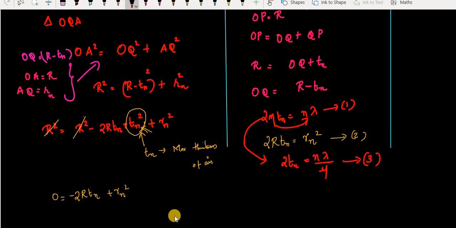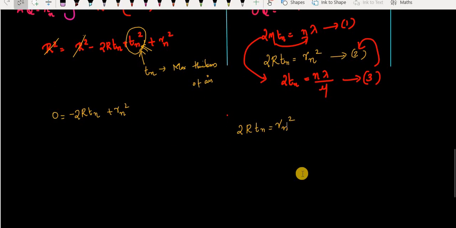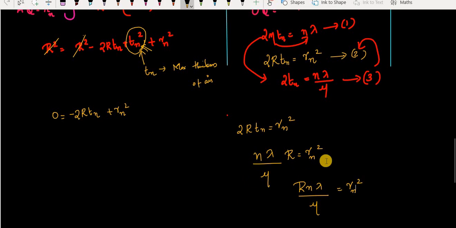Now what I am going to do is substitute equation number 3 into equation number 2. My equation was 2RTn is equal to Rn square. So I am going to substitute 2Tn is equal to n lambda by mu. So I will get n lambda by mu into R is equal to Rn square, or I can write Rn lambda divided by mu is equal to Rn square.